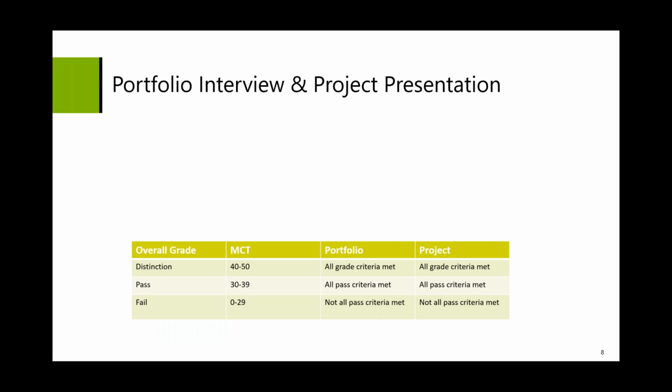However, as said, the portfolio interview and project presentation, there will be changes. So the endpoint assessment itself will remain the same. The two components will be completed separately. So the apprentice will prepare a portfolio and prepare a project and the presentation to be uploaded to ACE 360 for them to complete separately on the day of endpoint assessment.